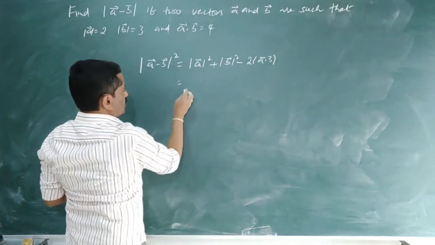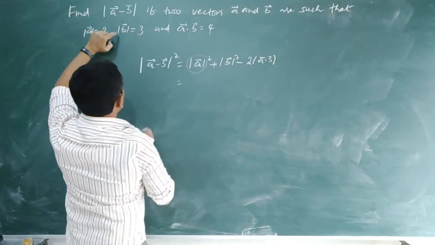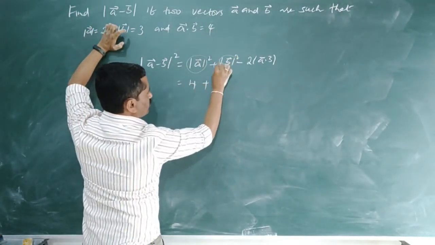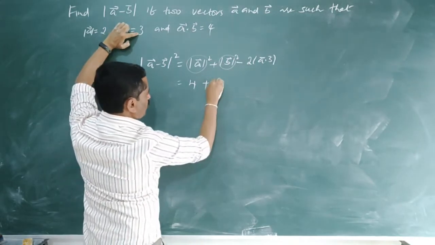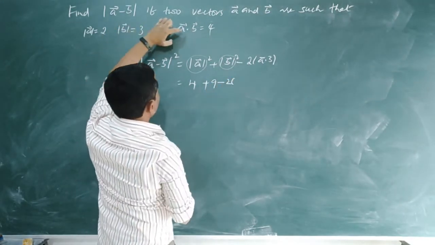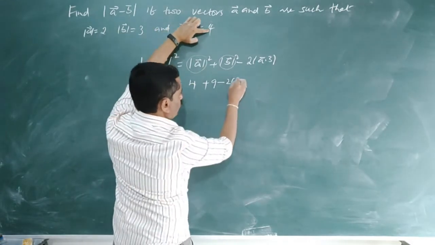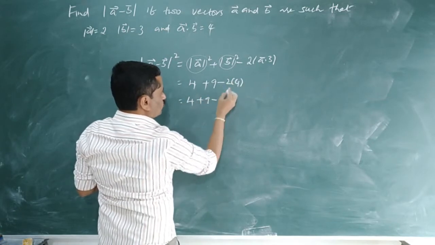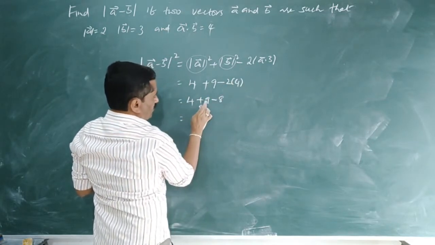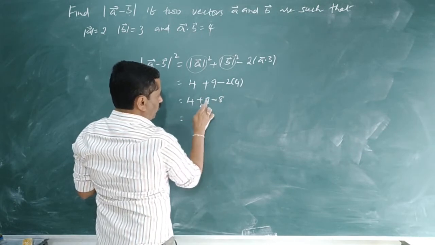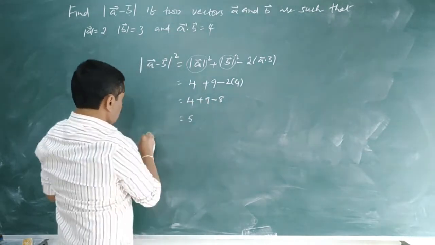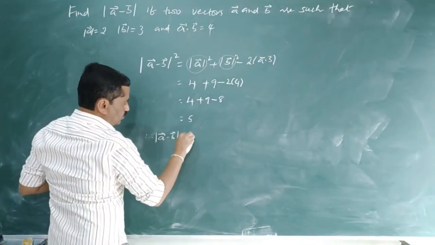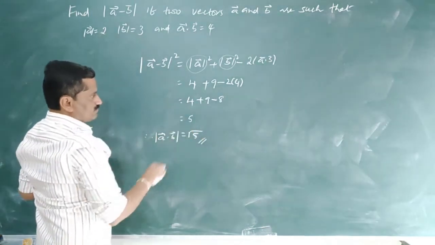Now substituting the values, we have magnitude of a bar, 2 whole square, we have 4, plus magnitude of b bar, that is 3 whole square, we have 9, minus 2 of a bar dot b bar, which is equal to 4. Again, that is 4 plus 9 minus 2 into 4, we have 8. So 9 minus 8 is 1, 1 plus 4, we have 5. So therefore, magnitude of a bar minus b bar is equal to root 5.